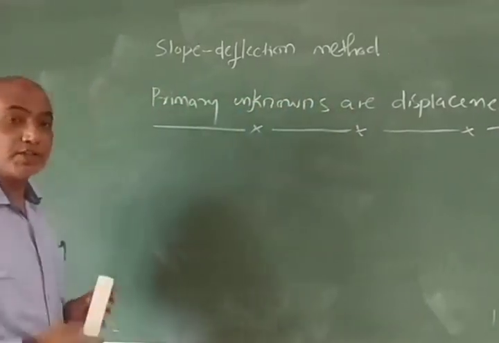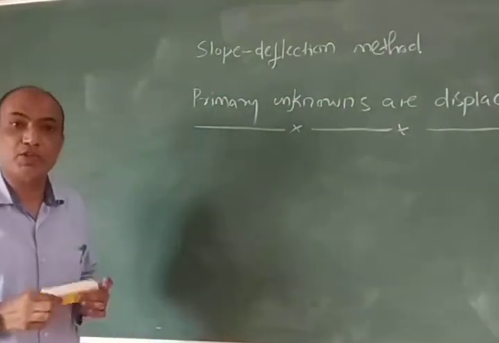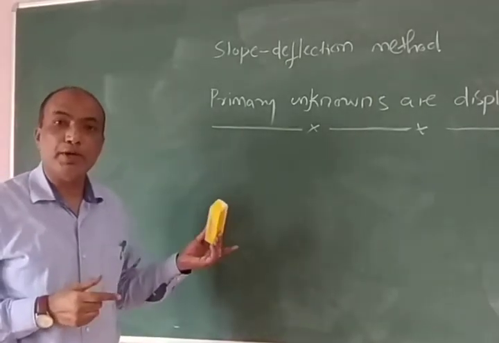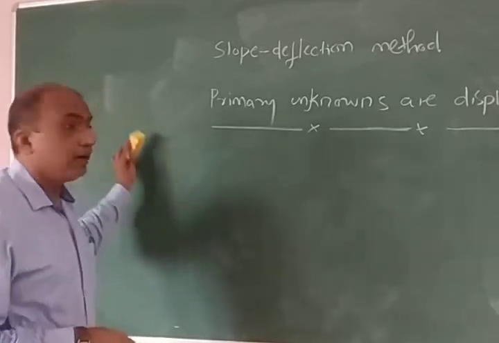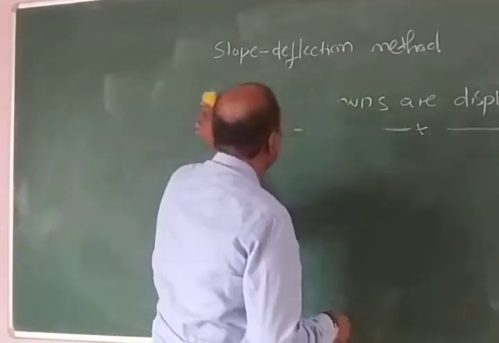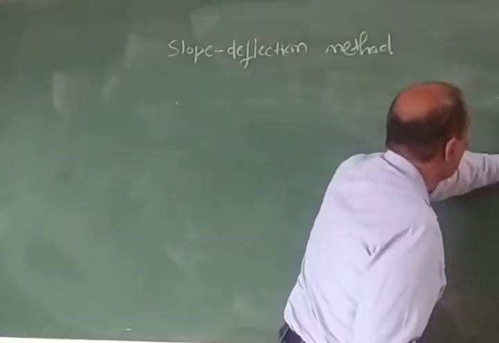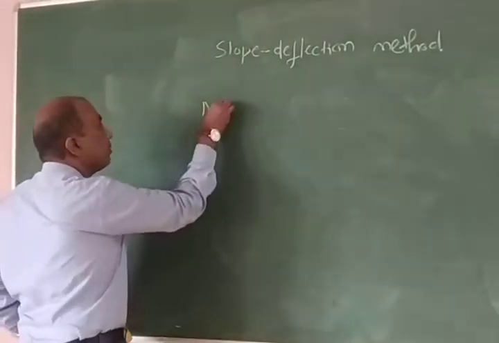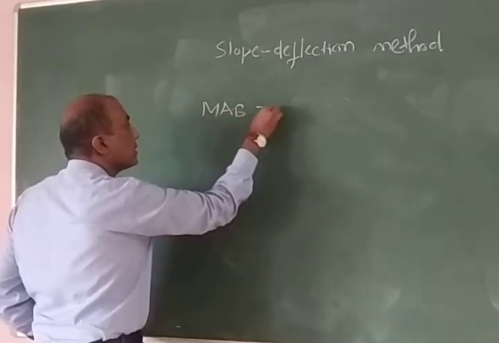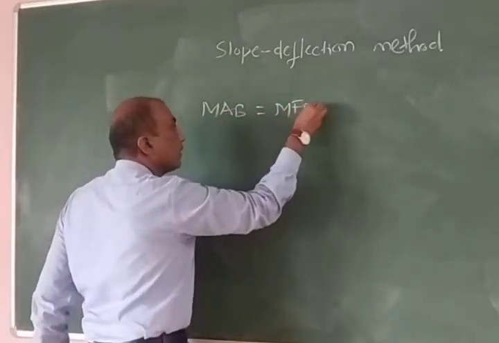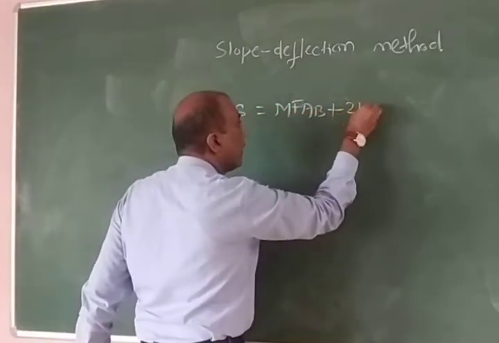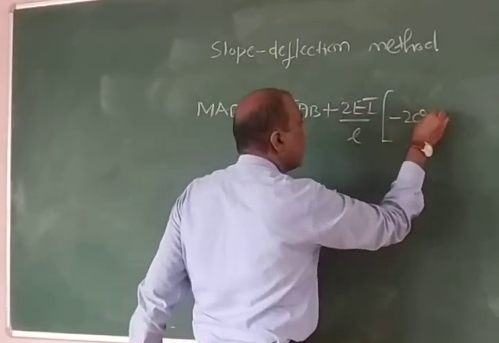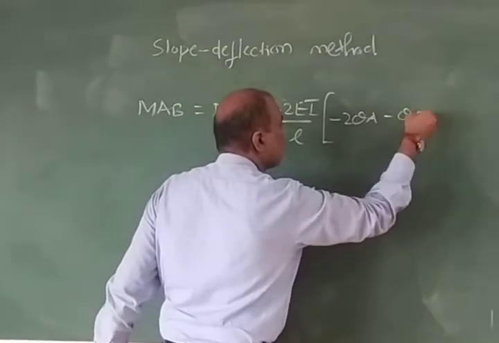Slopes or deflections. I hope you know what is meaning of a slope and deflection. You have studied already in strength of materials. Slope at any point and deflection at any point. Now let me write down the equations of slope deflection. So the equations of slope deflection are written. They are very important. Let's note down. MAB is equal to MFAB plus 2EI upon L into bracket minus 2 theta A minus theta B.